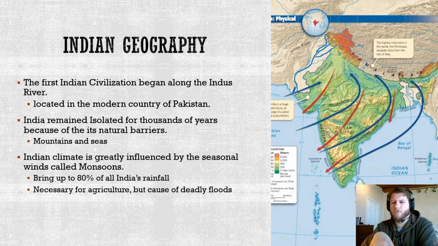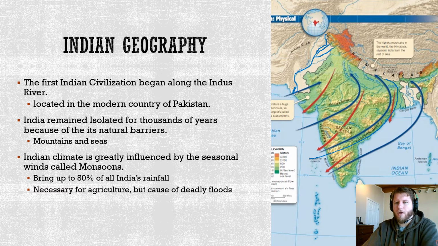You also have the monsoons that we need to discuss. You can see on this map it shows kind of these large sweeping arrows coming up from the south, and then you've got some red ones coming down from the north. Now, those represent the monsoons, which are seasonal winds. This is up to 80% of India's rainfall that comes from these monsoons. So warm winds from the south and cold, dry winds from the north definitely influence India's temperature as well as its climate. And a lot of the agriculture in India is very dependent on how these monsoons operate.